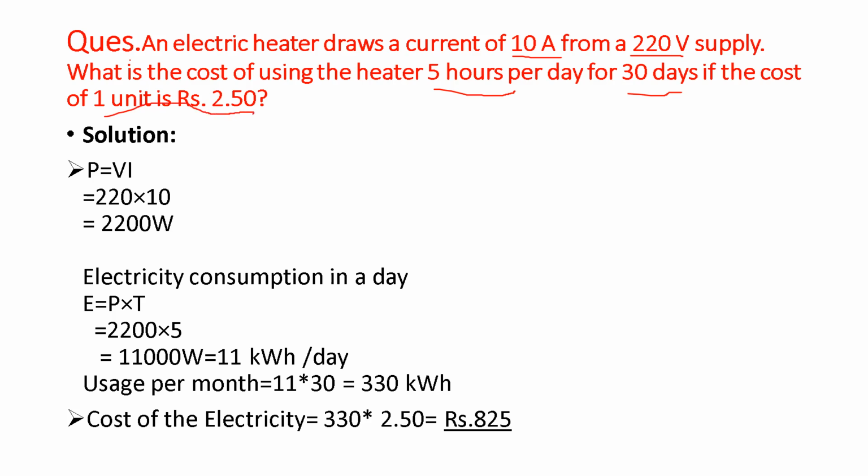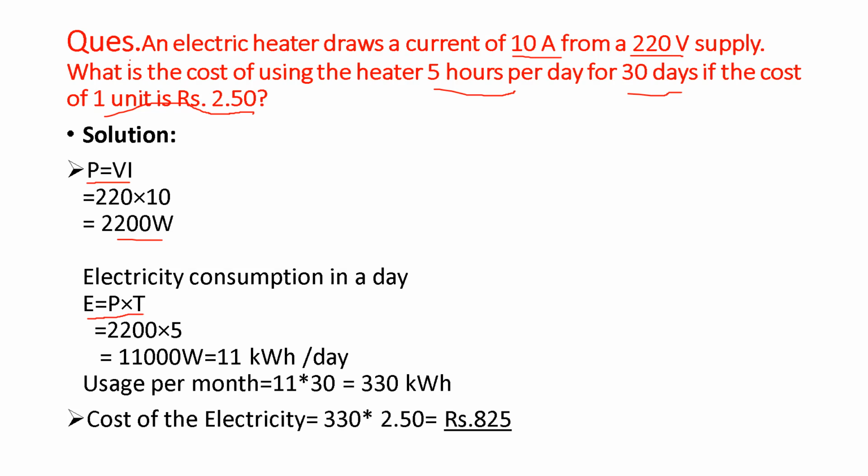It's quite cheap. Now let's see. We will start with the formula of power, that is P equals VI, because we have voltage and we have current. So the value of voltage is 220 volt and the value of current is 10 ampere. So finally we get power as 2200 watt. Now we need to find the electrical energy, and the formula is E equals P into T. We will put the value of this power, that is 2200, and time is 5 hours.